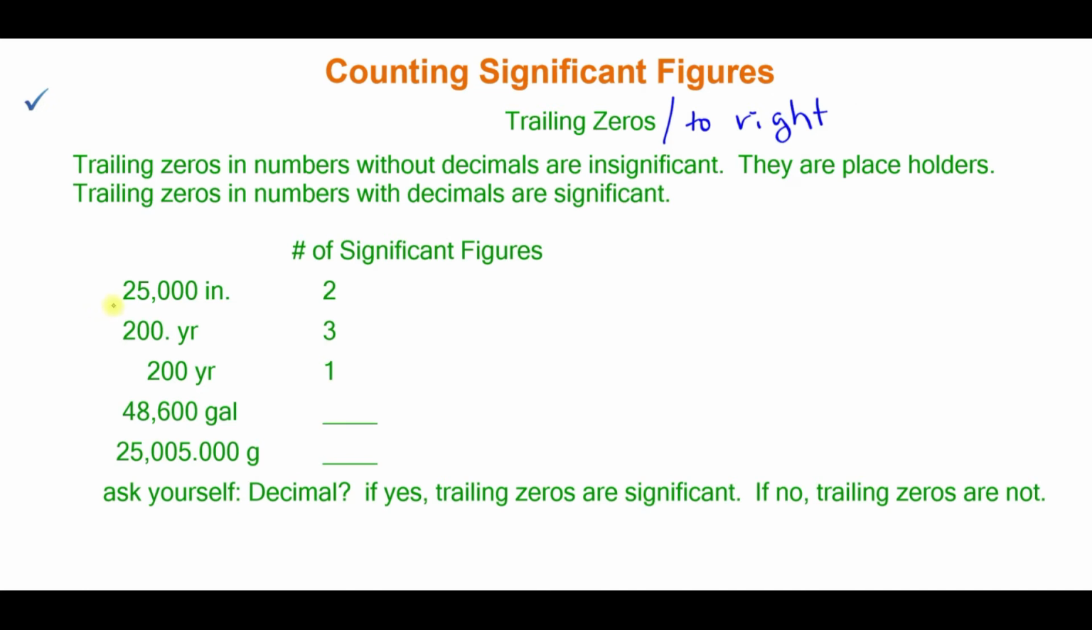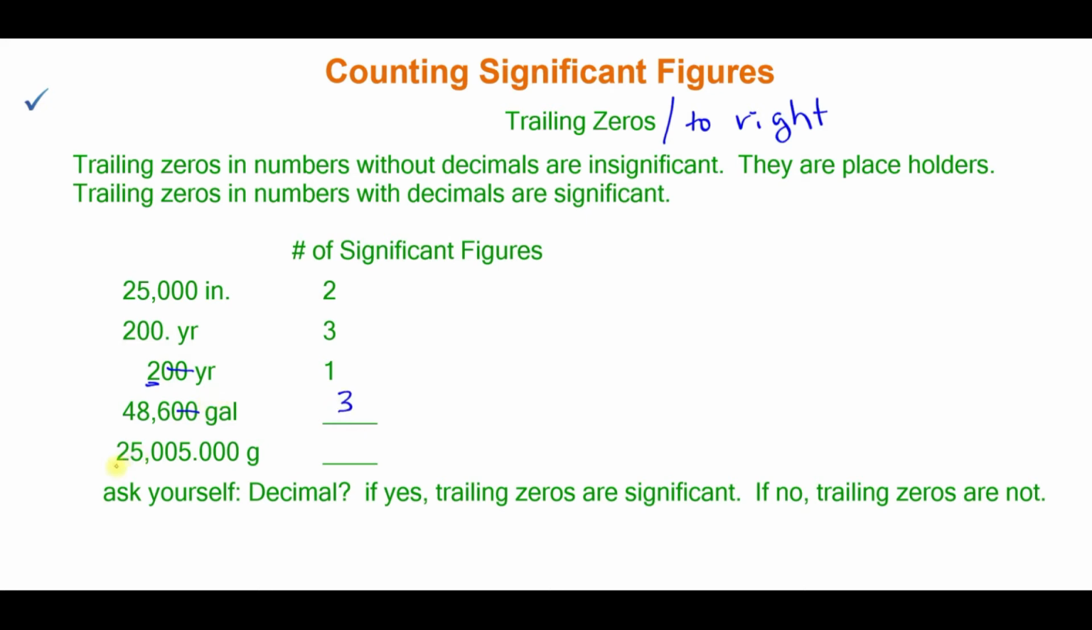Let's look at our first one. We have 25,000. There is no decimal place, so the trailing zeros are insignificant. 200 years, there is a decimal place, so all of our zeros to the right, the trailing zeros, are significant. Here is the same value, but there is not a decimal point, and so only the 1 significant figure exists. If we have 48,600, no decimal point, the trailing zeros do not count. That gives us 3 significant figures.